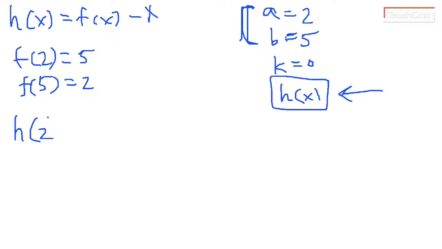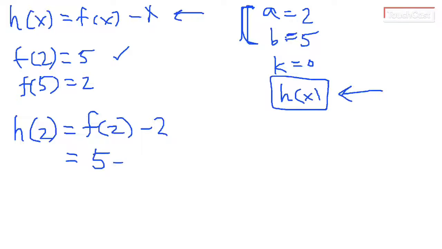If I tried to figure out h of 2, I'm going to use that function rule. That's going to be f of 2 minus 2. That's me using the h rule and replacing x with 2. What is f of 2? 5. So h of 2 is 3. So I have one ordered pair, 2, 3.